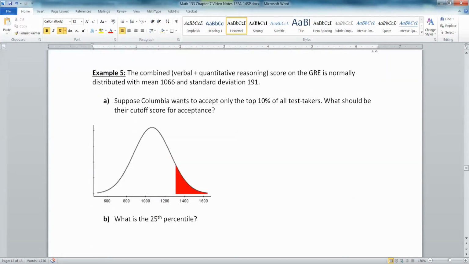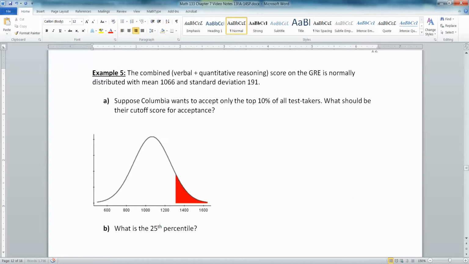Okay, so Columbia, the GRE tests are tests that are sort of like the SATs, but they're for graduate students. Like if you want to get into graduate university, you have to take this big test. And they have a mean of 1066 and a standard deviation of 191. Columbia only wants the top test takers, the top 10%, because Columbia is Ivy League, so they're snobby like that. So how would we do this?